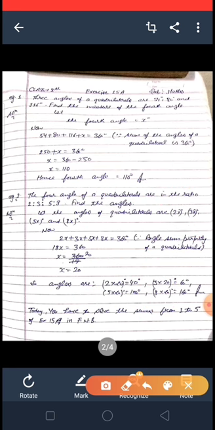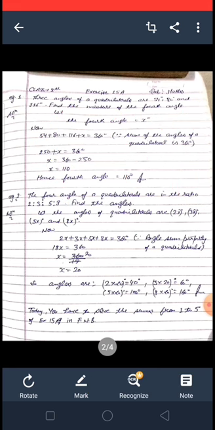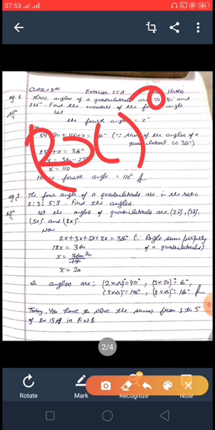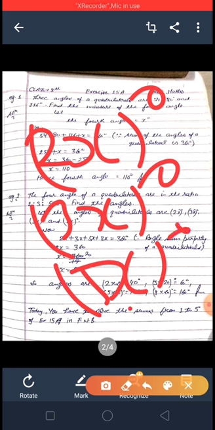Now next: the four angles of a quadrilateral are in the ratio 2, 3, 5 and 8. Means in this question the ratio of the four angles of the quadrilateral is given as 2, 3, 5 and 8. But in the previous example the exact three angles were given, while in this case the ratio is given. So let the angles of the quadrilateral be 2x degrees, 3x degrees, 5x and 8x.